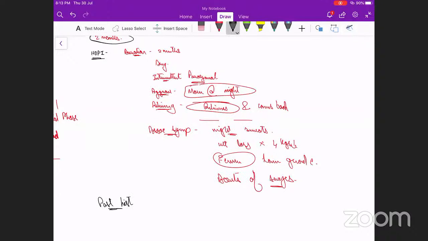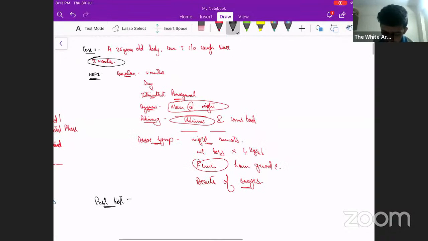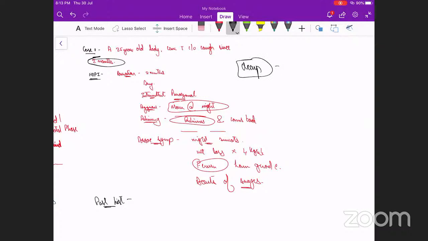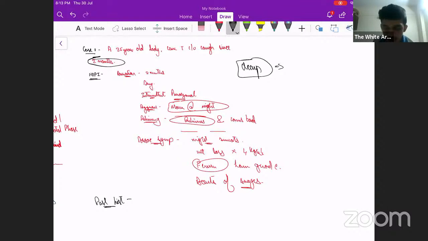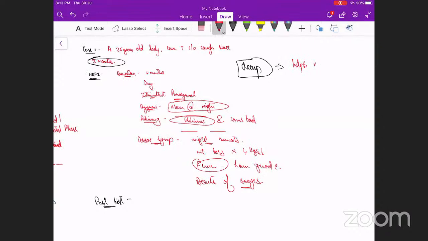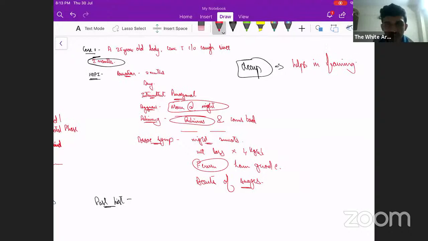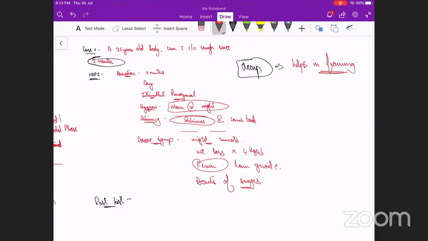Whether she was a case of cough before HOPI. Isn't occupational history very important? She comes from a rural background and she helps in farming with her husband. This is her occupational history. Not that it is significant in this case, but in every case of cough, occupational history is very important. And exposure, also allergic history.